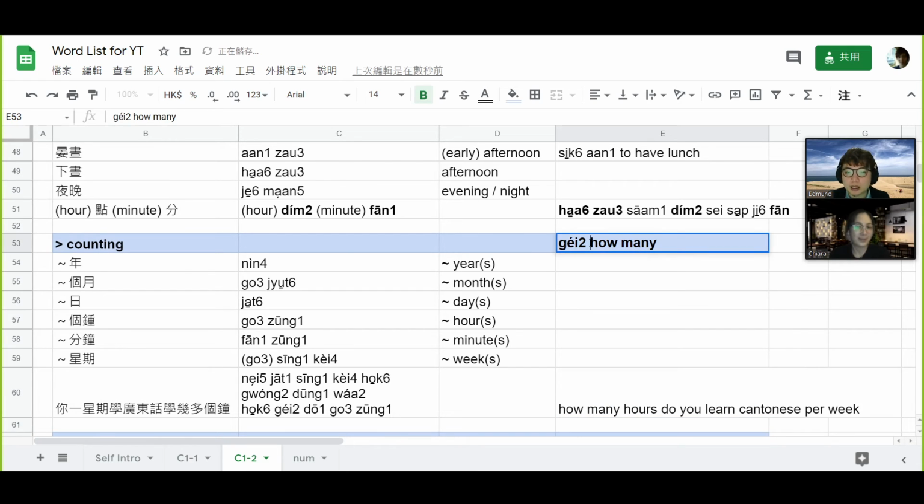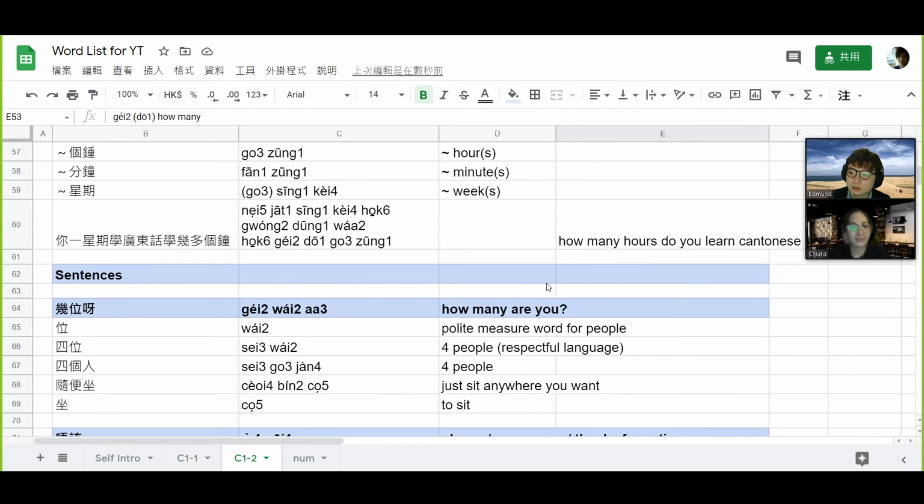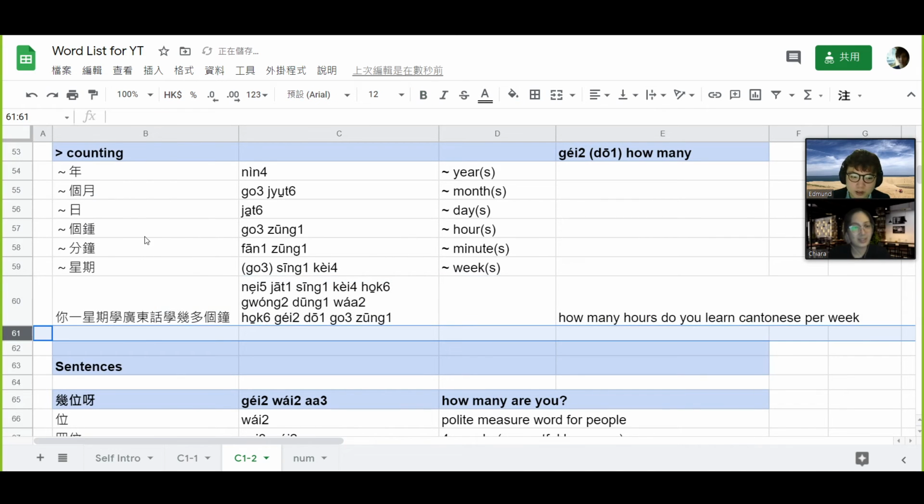Okay. So 幾年, 幾個月, 幾日 will be how many years, how many months, how many days. Or you can say 幾多 also, the 多 is not necessary. So 幾多年, 幾多個月, 幾多日, 幾多個鐘, 幾多分鐘, 幾多星期, 幾多個星期, like that. How many? Okay, so maybe we can try a few more sentences.